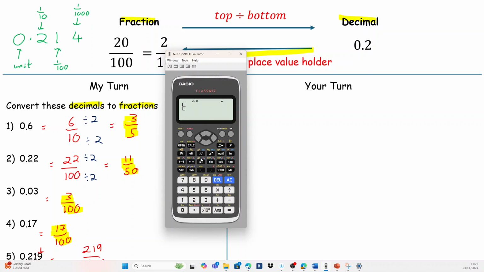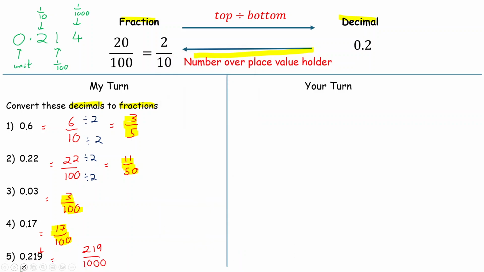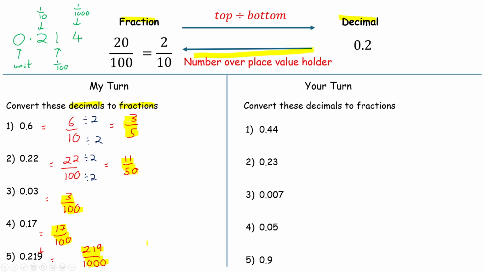If I type in 219 over 1,000 and press equals, yeah, it's just kept it as 219 over 1,000. There are no common factors of 219 or 1,000 other than 1, so you can't simplify that. So simply, your last one, you just keep it as 219 over 1,000. Okay, you can now try the ones on the right, and that's going to be it for this video.